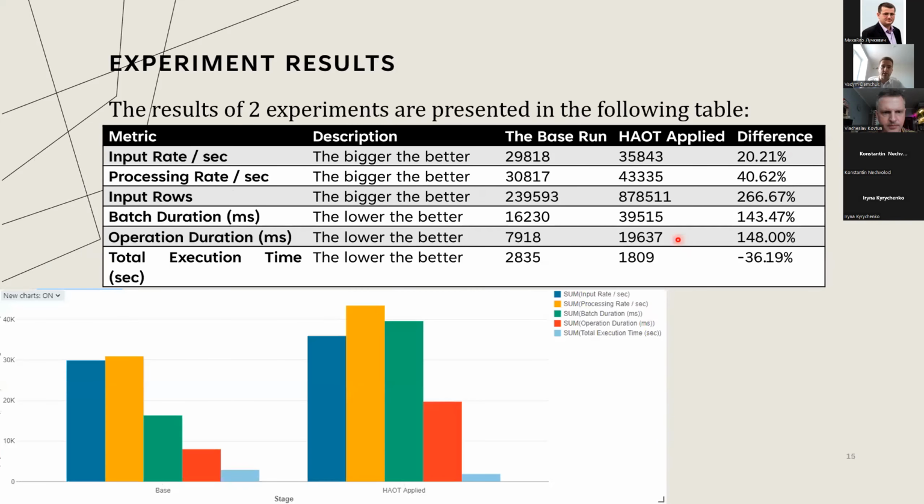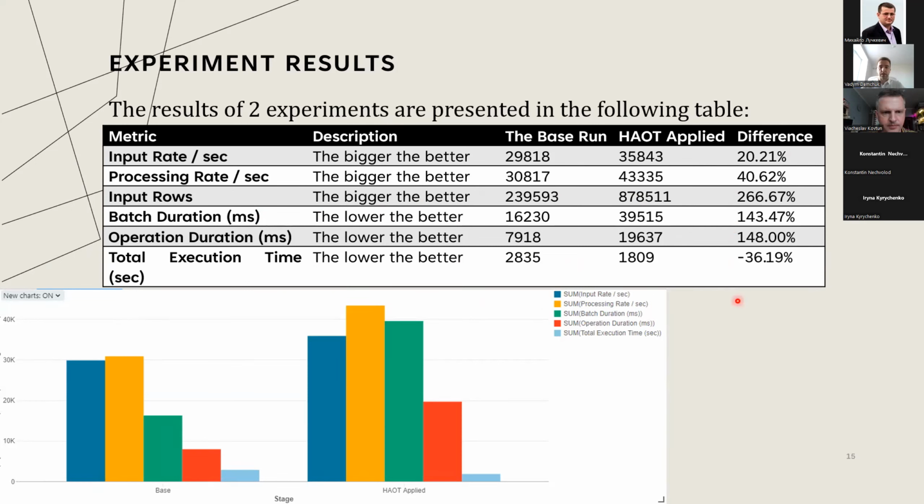And the results were very promising. Although the batch duration and operation duration showed lower results, the processing rate and input rate were significantly increased. We can see that total execution time was almost 40% faster.